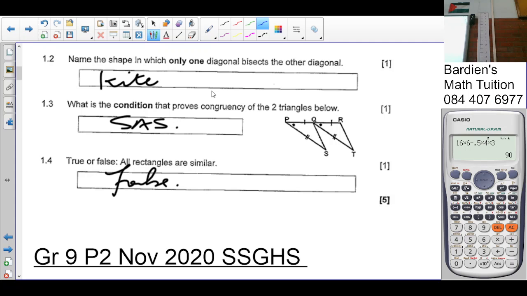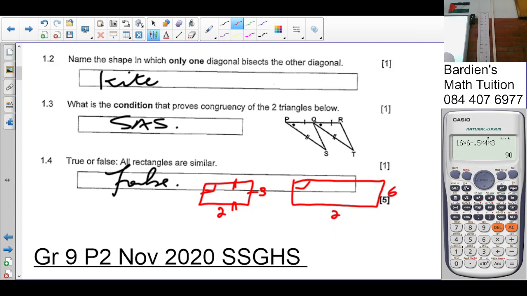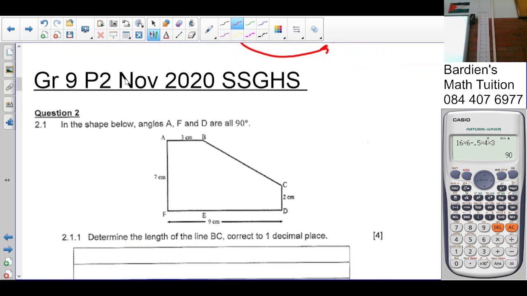However, the sides are in proportion. If you look at this being a rectangle, this could have been 2 and 3. This could also be a rectangle. This could be 6 and 2. So that you're doubling, but that you're not. Is this not a rectangle? Still a rectangle. Can you see? So are all rectangles similar? No. Okay. Is that all?